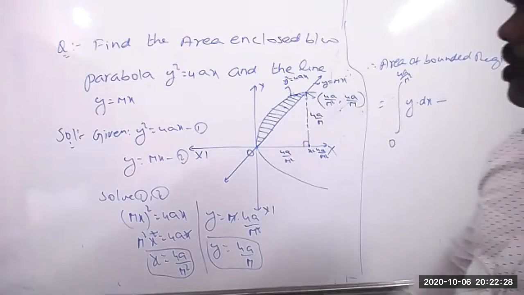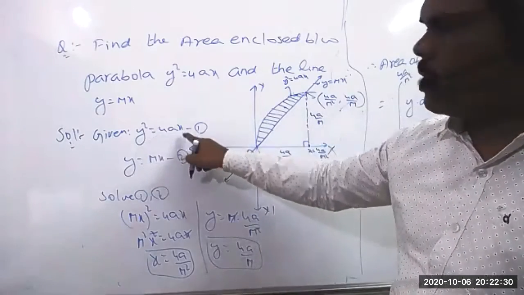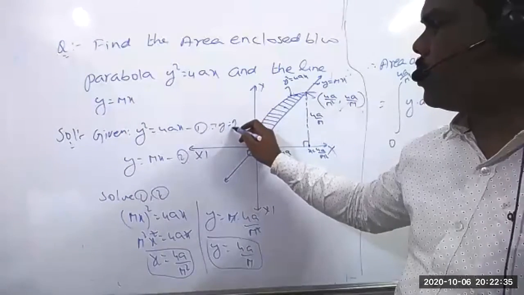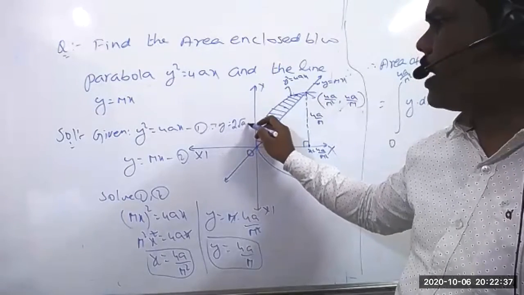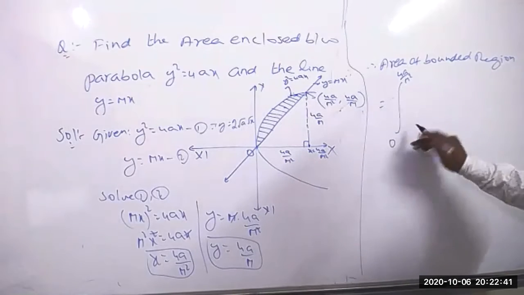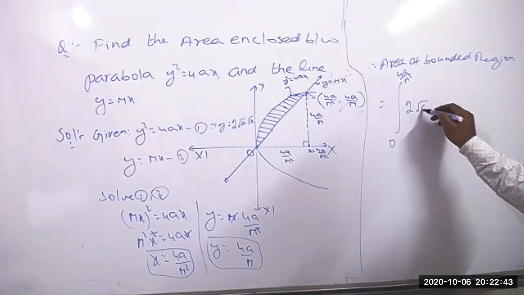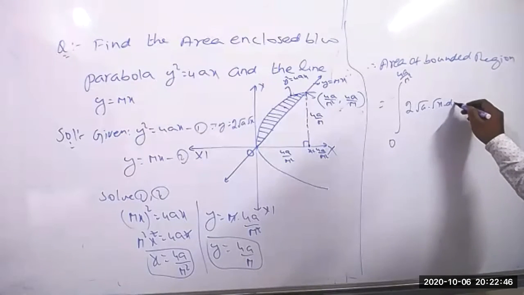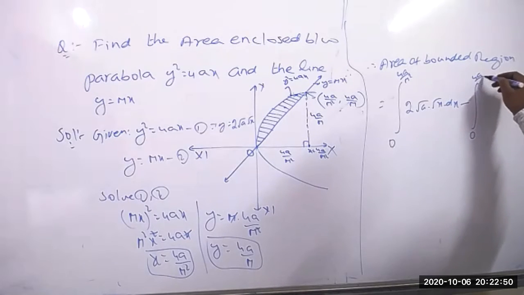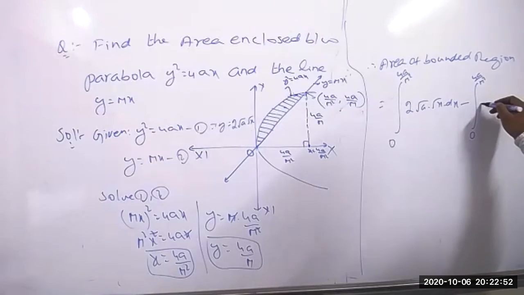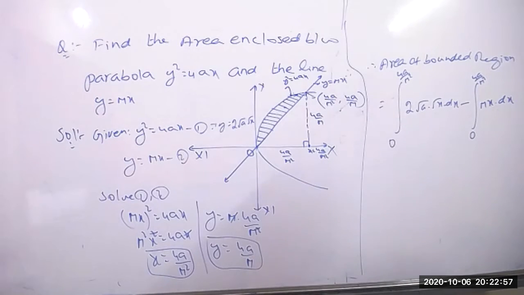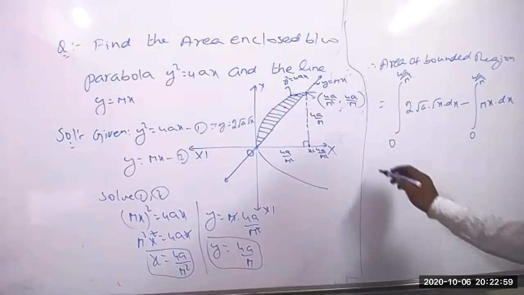Suppose you take the parabola, what do you get now? Y square equal to 4ax means, if you want, here only you can write y equal to 2 into root a into root x. You can take it directly. So 2 into root a into root x into dx is one term, minus the integration from 0 to 4a by m square of y, which is here mx, into dx. Now I can find it.